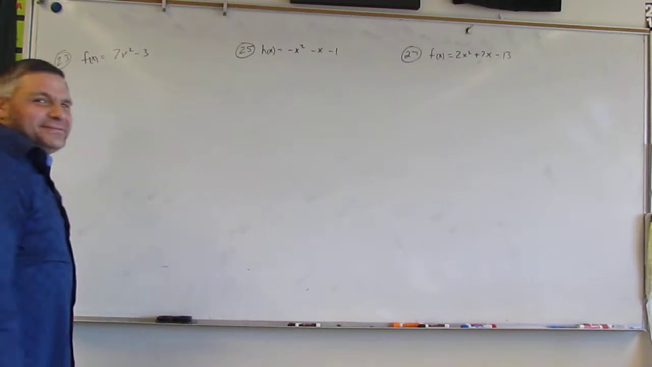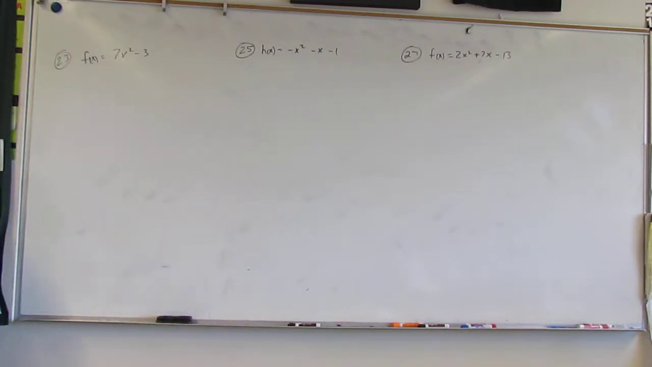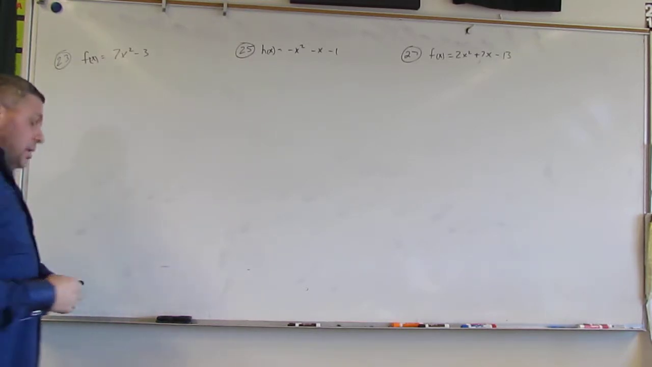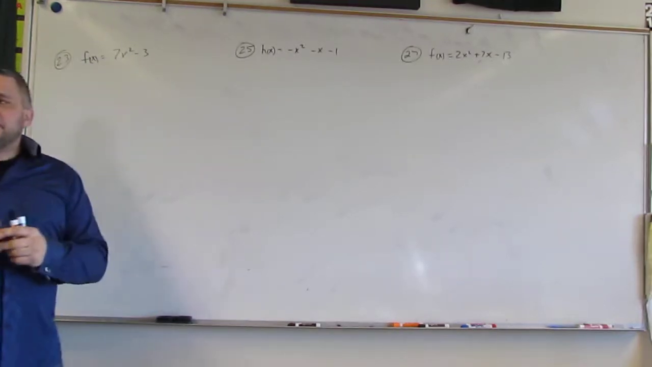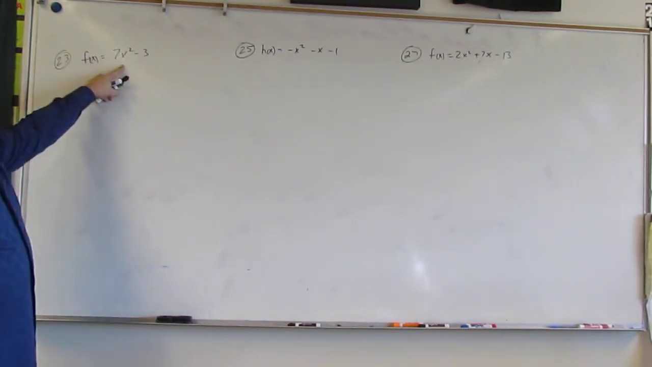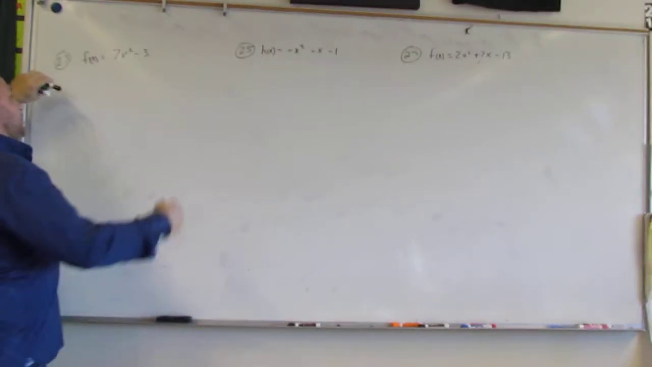Alright, ready? We want to set this equal to 0. We want to solve for zeros, right? Now when we do the quadratic formula, it automatically sets it to 0. But I don't need to set this for a quadratic formula. I can solve this.